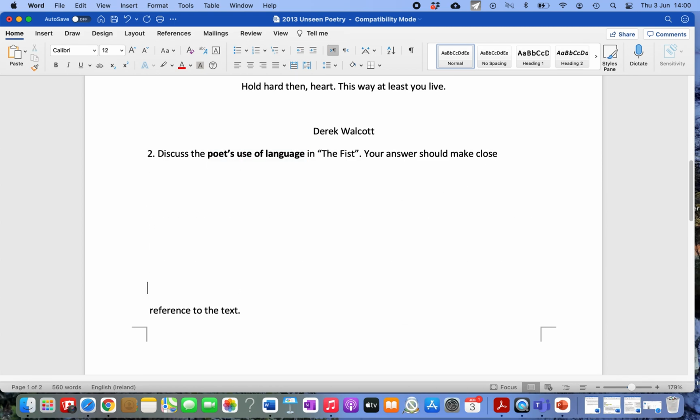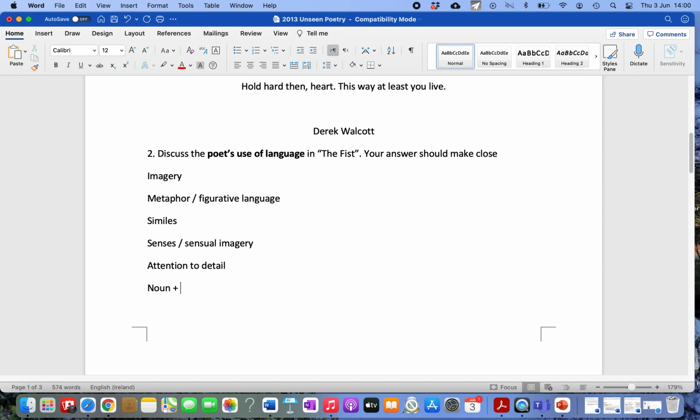Well, you should definitely consider the poet's use of imagery, and within imagery, there's a number of things to consider. Does the poet use metaphor or figurative language? Does the poet use similes? Does the poet appeal to the senses? Does the poet pay attention to detail? So, thinking about things like noun adjective combinations, precise verb selection, and so on. Okay?